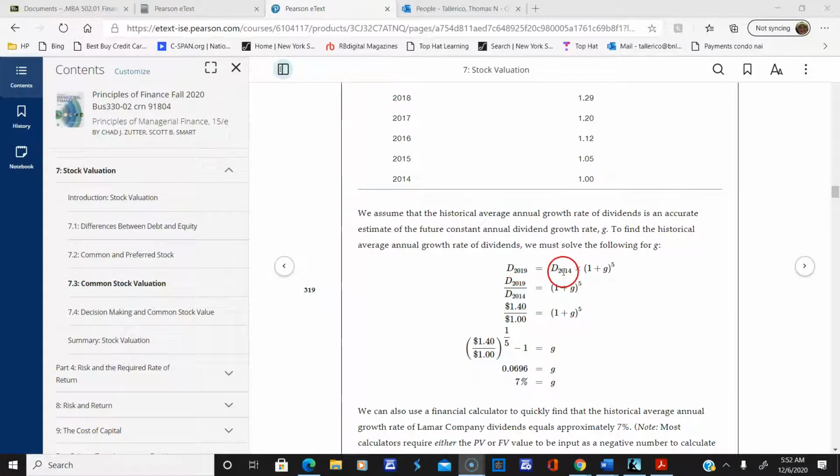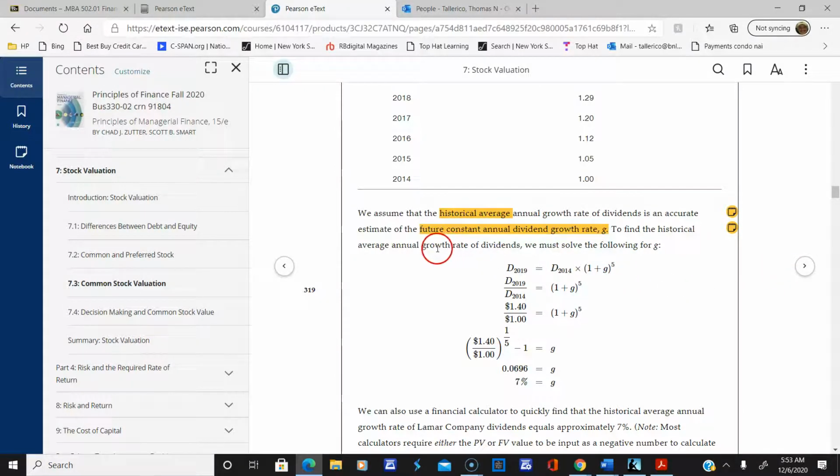From the numbers we see up here, they're looking at the historical average annual growth rate of dividends, and we're going to look at that as an accurate estimate of the future. Again, remember, it's historical and it's average. These are the two key words here. From the past, that it's an accurate estimate of the future annual dividend growth rate.